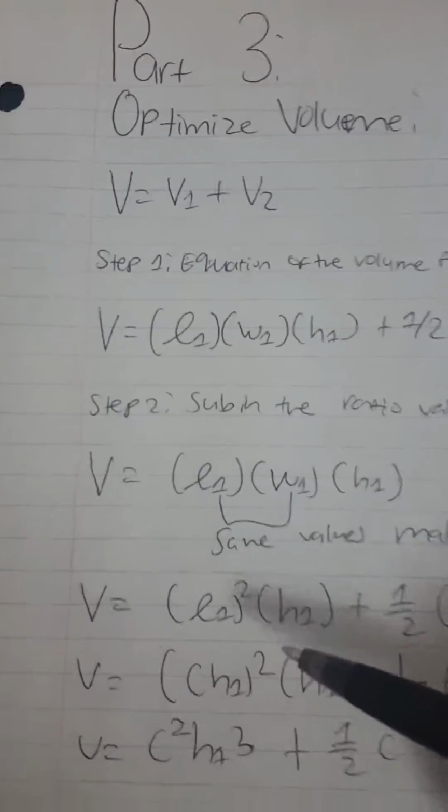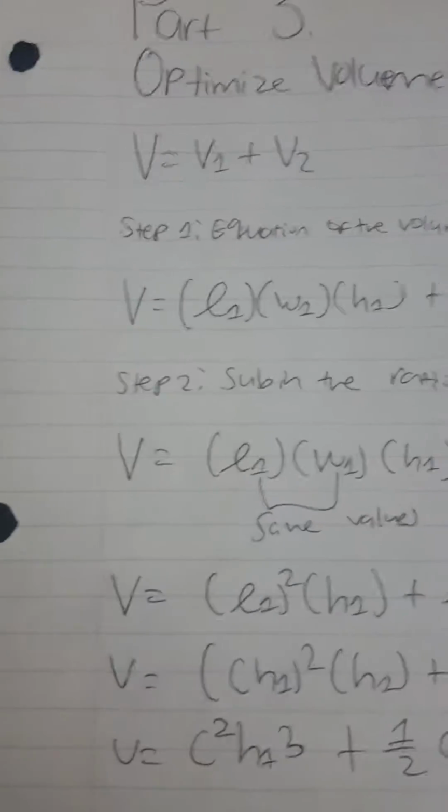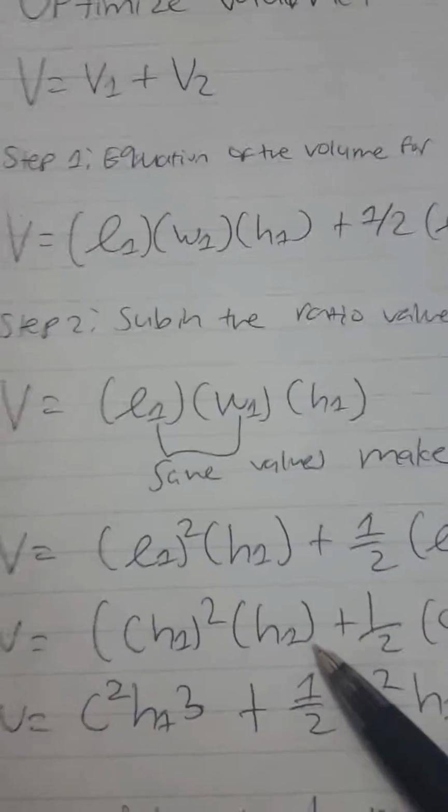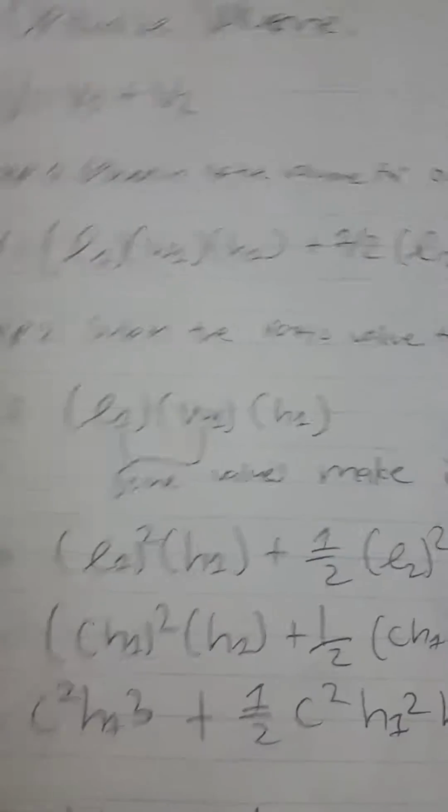As you can see over here, that was the ratio. So now it becomes CH1. And because it's being squared, you're going to square it on top of that. And then you multiply it by H1. Then you add 1/2. And you do the same thing for your other length.